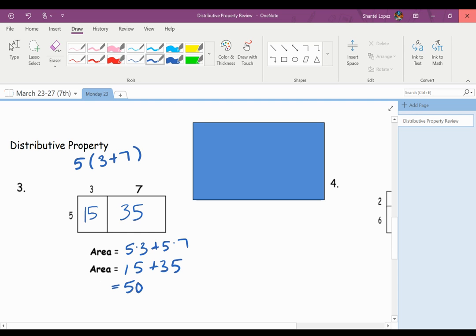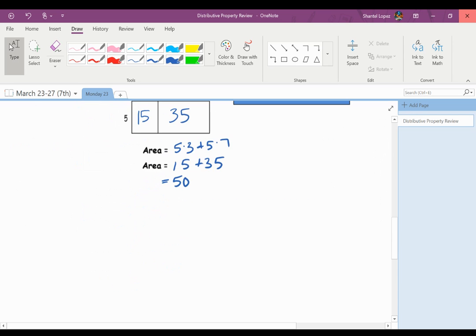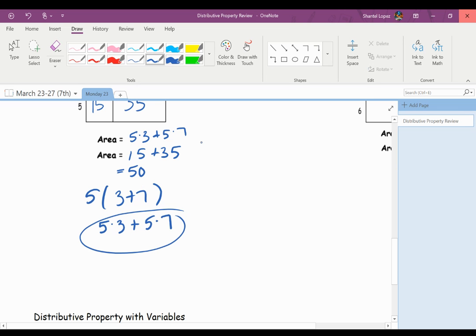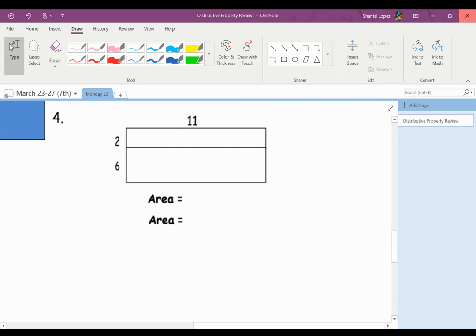So once again, if I connect this back to the distributive property, it tells me that if there's a number in front of the parentheses, I need to multiply it with everything inside the parentheses. So I need to do 5 times 3, plus 5 times 7. And notice how I'm now back to this first step. All right. Let's go ahead and give another example.